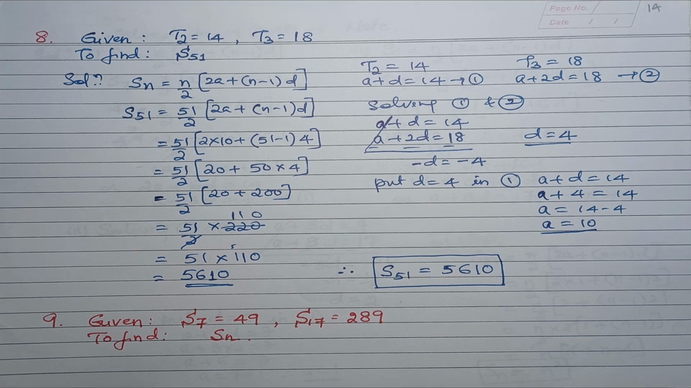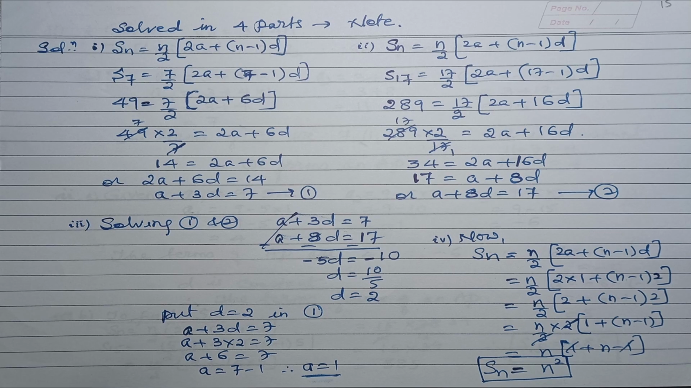Now we have to find Sn. To find Sn, we will solve this example in 4 parts. For finding Sn, I use the formula Sn is equal to n upon 2 in the bracket 2a plus n minus 1 into d. And to find the Sn value, we do not know a and d. We have to find a and d first.